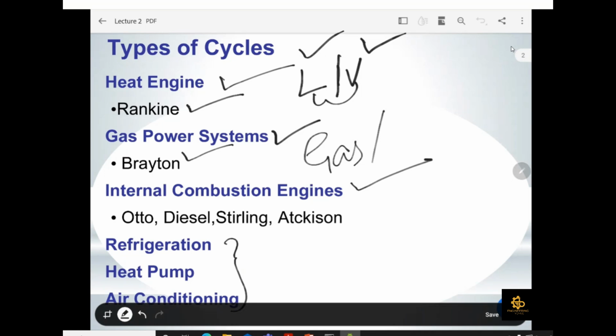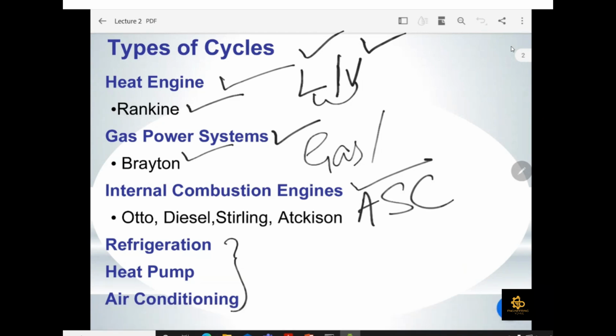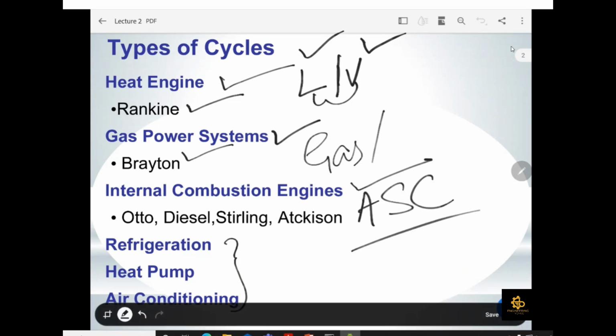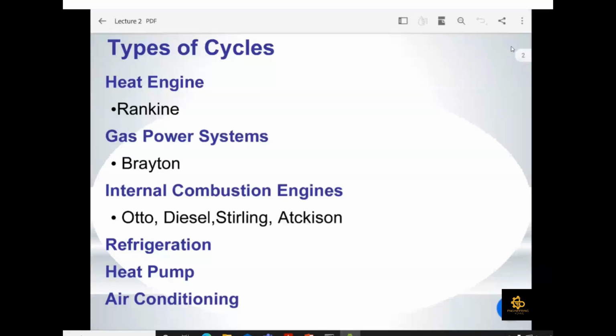Internal combustion engines I will define in later lectures, but just have a quick overview that for internal combustion engines we call them air standard cycles. So right now, you just have this knowledge, because in this lecture we are going to analyze heat engines only. So the working fluid will be liquid and vapor, or liquid plus vapor. This is the main difference. So now, going forward.